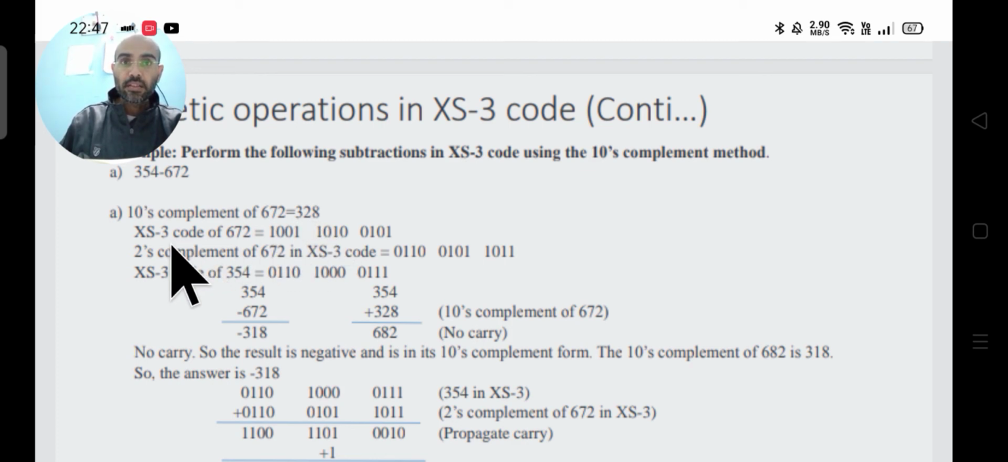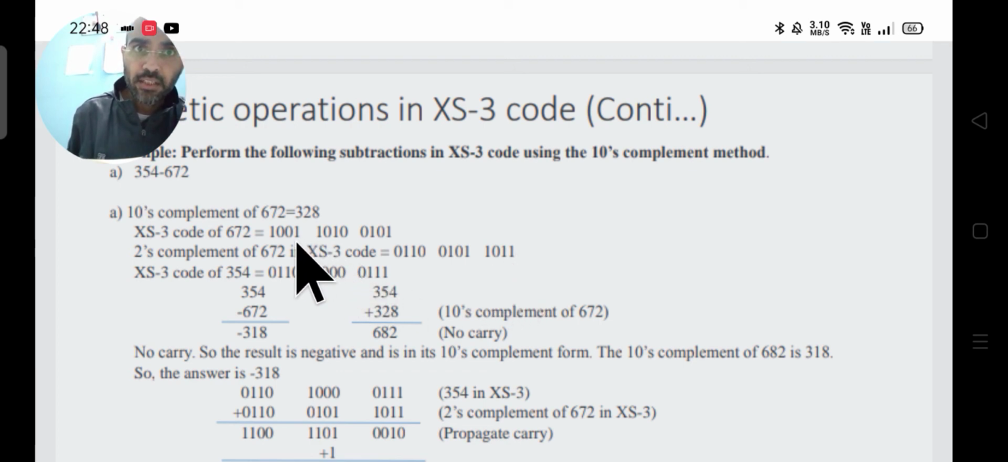Now for the excess 3 code of this number, you first have to represent this number in BCD. Then the excess 3 code of 672 is this. So the excess 3 code of the 9's complement of 672, which is 328, is not what we want, because you want not the 9's complement but the tens complement. So we have to write the 2's complement of this. So this is the number in excess 3, and you have to write the 2's complement of this number. So the 2's complement of this number in excess 3 will be this.